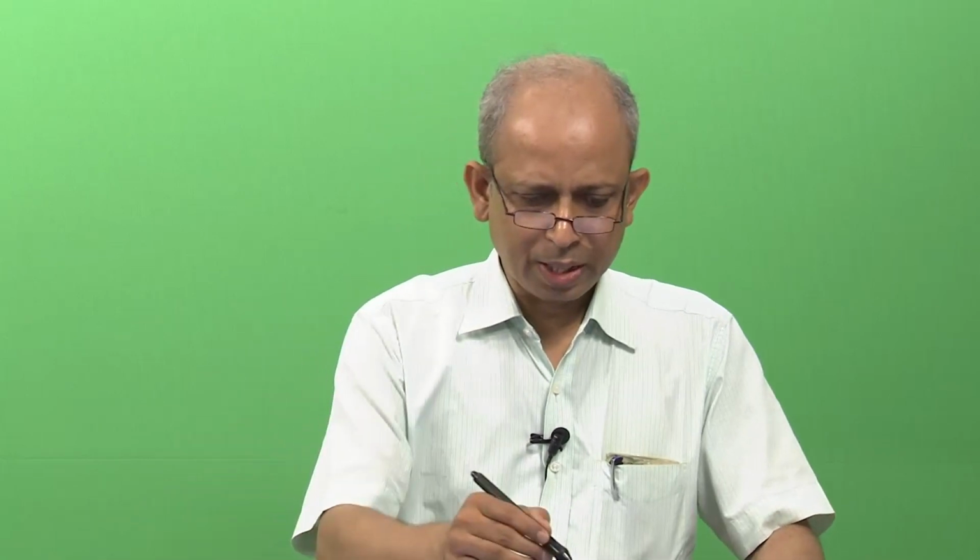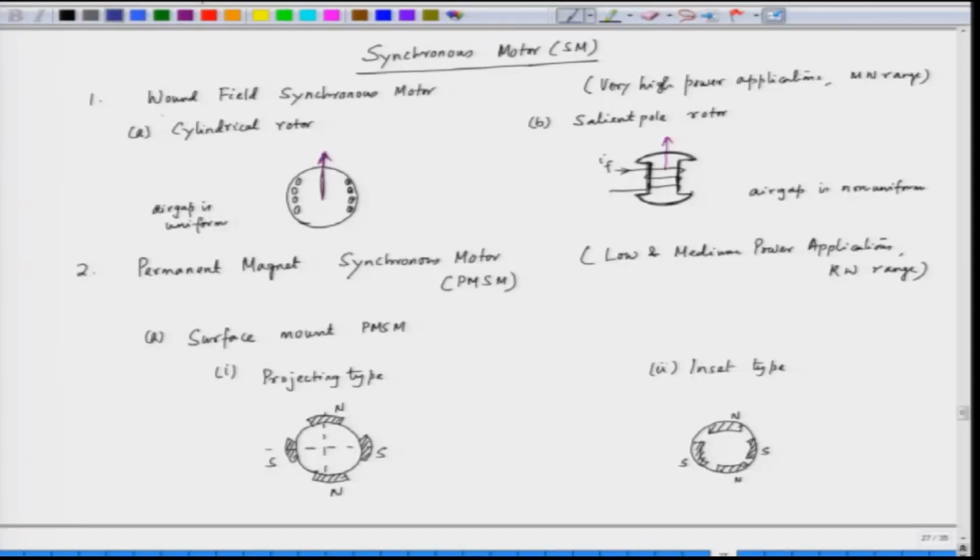Now, as we have already seen, we can have a wound field synchronous motor, which can be of two types. One is a cylindrical rotor, in which the air gap is uniform. So, we have the flux produced by the rotor. This is the rotor. The windings are placed on the rotor and the air gap is uniform, because the stator is surrounding the rotor, which is just a cylinder, and hence this is called a cylindrical rotor synchronous motor.